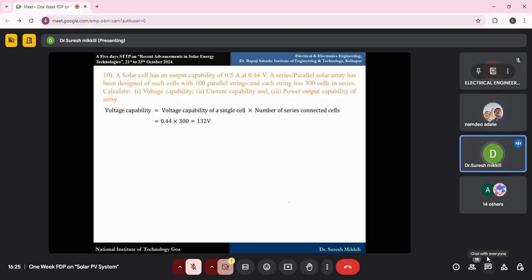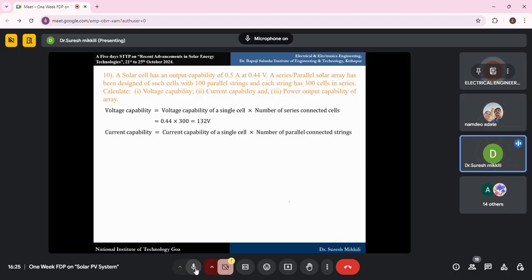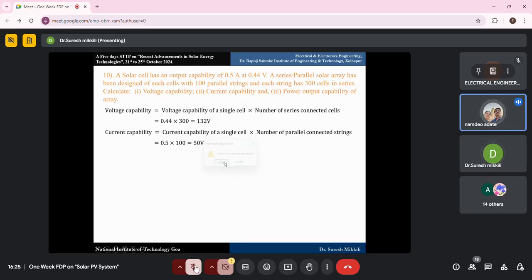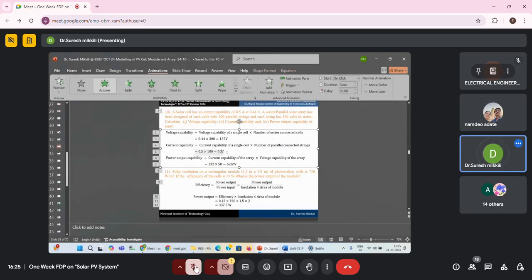Next, how much will the current capability be? Current capability is the current flowing through the 100 strings, which is 50 amperes. Sorry, by mistake I have written code. Typo error.